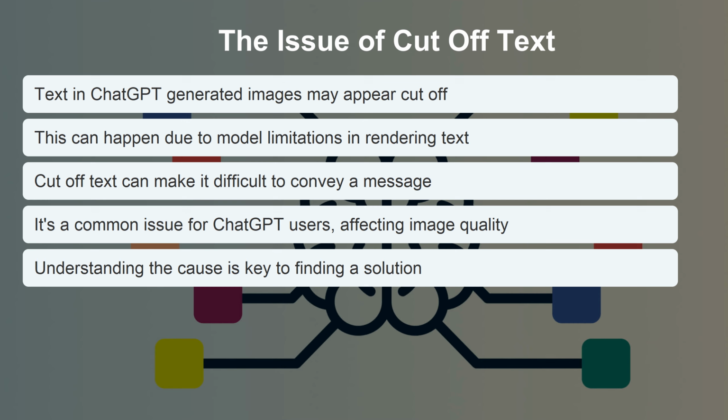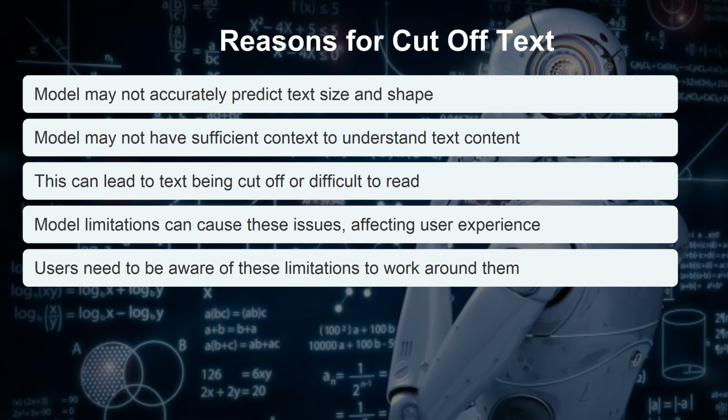Another reason is that the model may not have sufficient context to understand the content of the text. This can lead to text being placed in a way that makes it difficult to read. To solve the issue of cut-off text in ChatGPT-generated images, there are several strategies you can try. One approach is to adjust the size and resolution of the image.